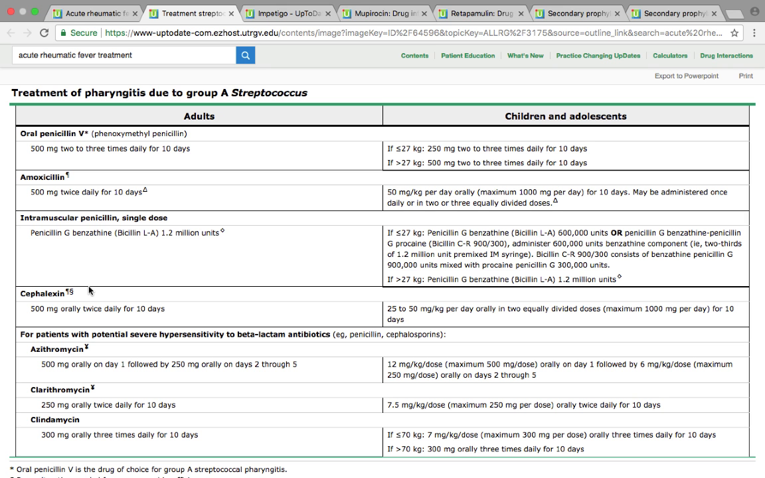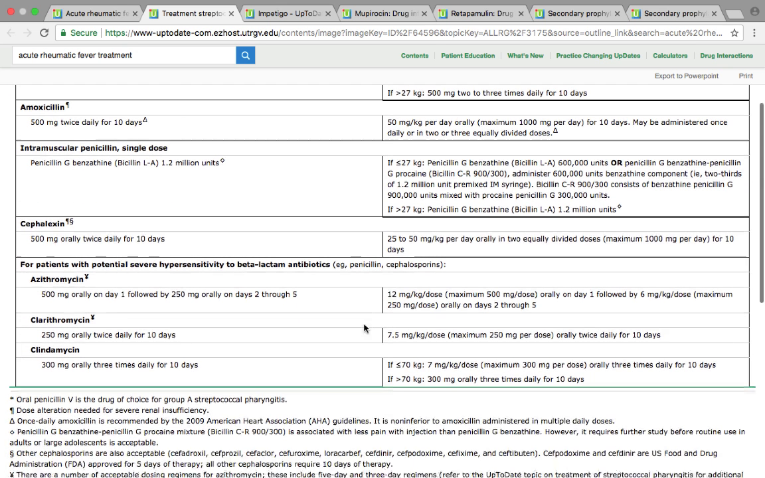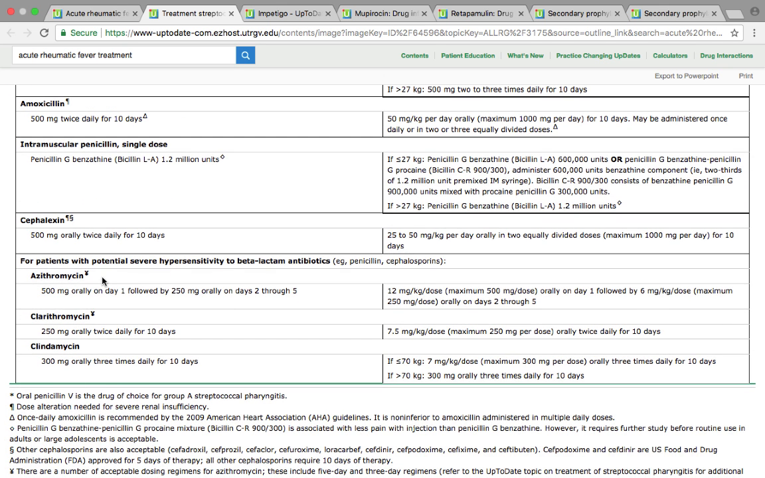And then, like I mentioned before, hypersensitivity is a concern with beta-lactam antibiotics, right? Penicillin, cephalosporins, notice that they have that here. Didn't just make that up, right? It's in UpToDate too. But if that's the case, then you can go to azithromycin, clarithromycin, and clindamycin. So there are some alternatives there.